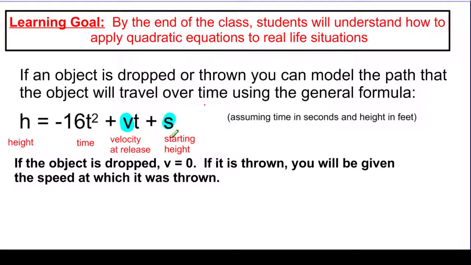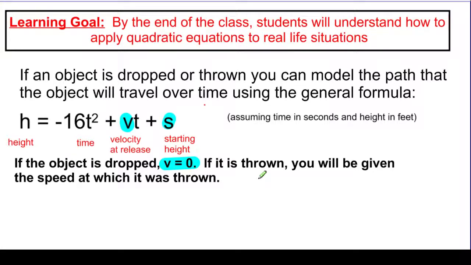It's kind of like the last video that we did, where it's either going to be providing us with time or providing us with height, and we'll have to find the other one. So the situation is going to fall into one of two categories. We're either going to drop an object, in which case the velocity of the object is 0. If we just let go, we're not putting any speed behind it. So we're going to plug a 0 in here, and this middle term is just going to go away. If it's thrown, they're going to actually say it was thrown at 50 feet per second or whatever the case is.